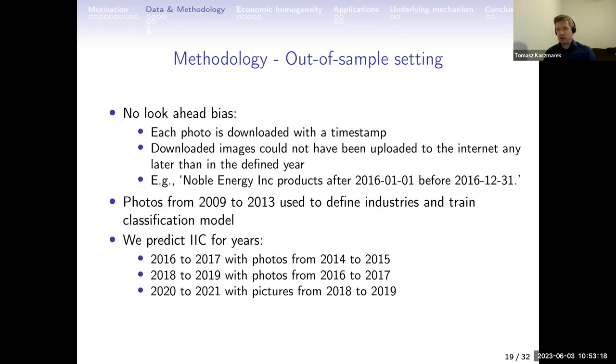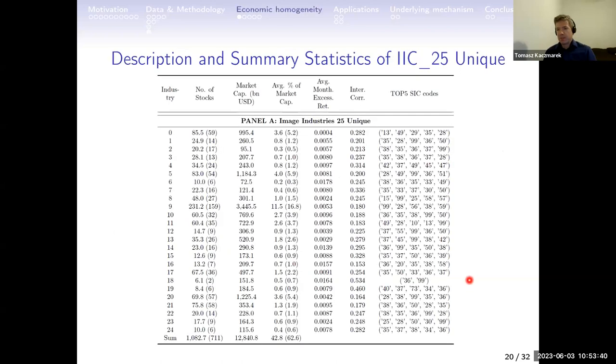As I mentioned, what we are doing is taking the full out of sample setting, and how we do it. We have three periods of updates, and when we take photos from period 14 to 15, then we test results on period 16 to 17, and the same with all the three periods when we update our results. Now let me move to the results.